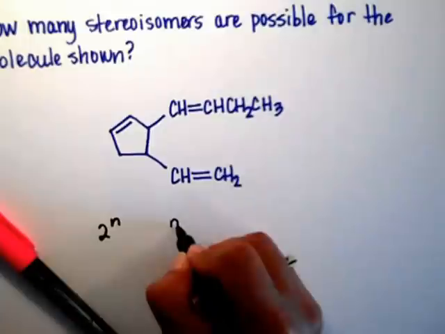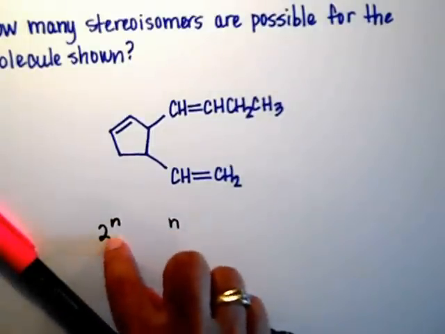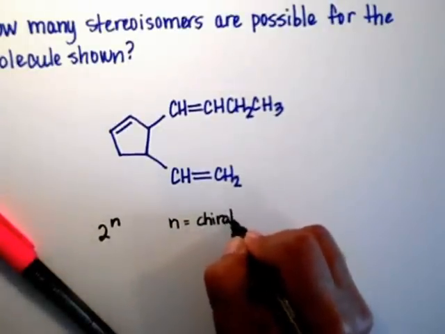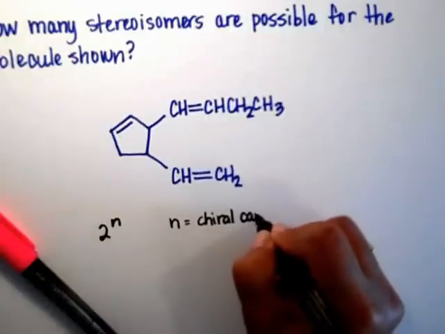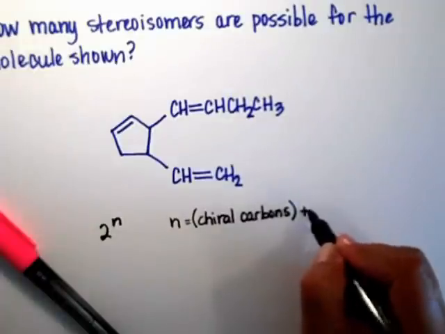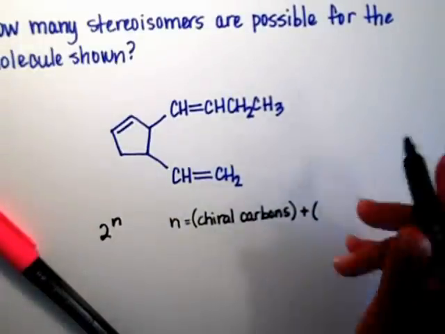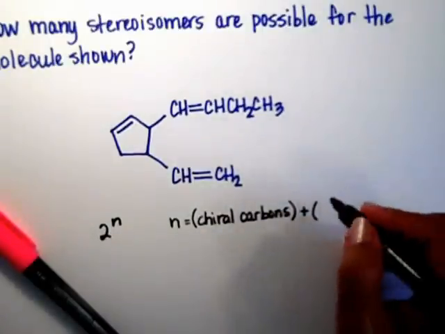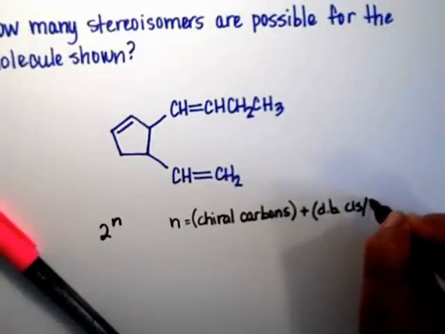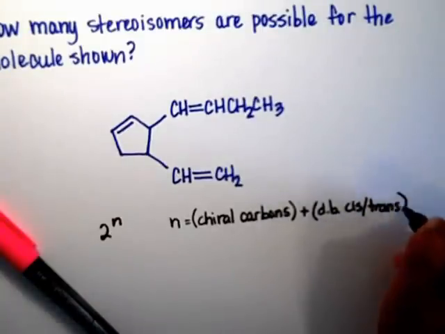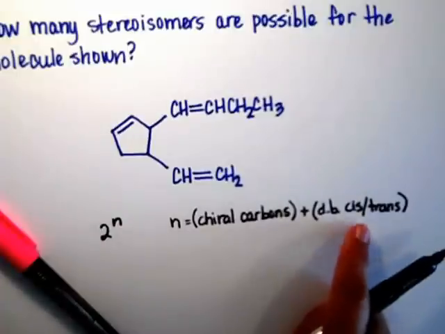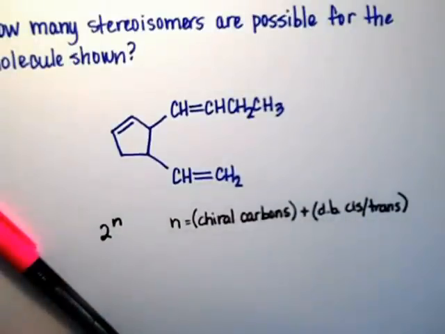When I actually look at the molecule and I want to calculate the n right here, normally we say that n is the number of chiral centers. I'm going to put chiral carbons in here. But if you happen to have a double bond that could be cis or trans, that's another form of stereochemistry. So if you have a double bond that could be cis or trans or E or Z, you can count it as a source of isomers in here. And I do have one double bond that could be cis or trans. But let's just start with the chiral carbons right here.